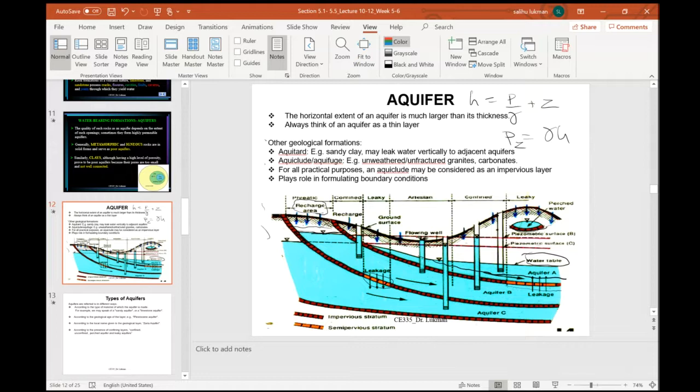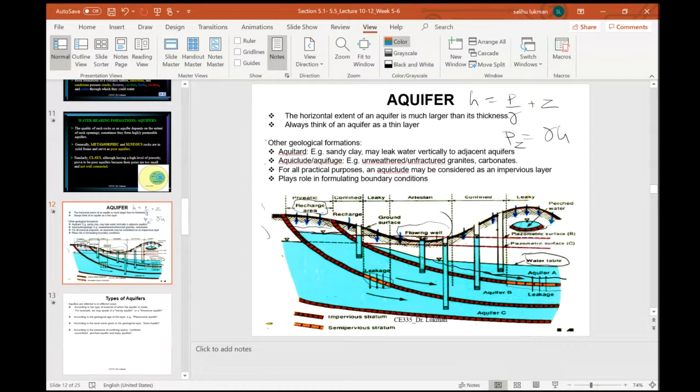Sometimes, depending on the topography of the ground surface, you can have the water even gushing out of the surface, which we call a flowing well. Look at the flowing well in the middle. This is called a flowing well because the piezometric surface is above the ground surface. So when you sink a well, water will gush out without using any pump. It's called a flowing well or artesian well.